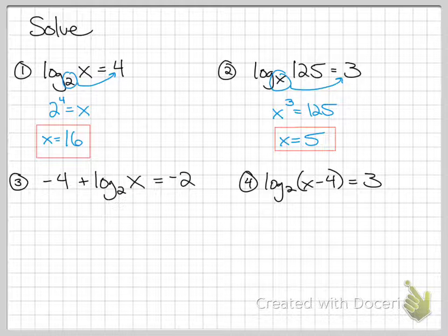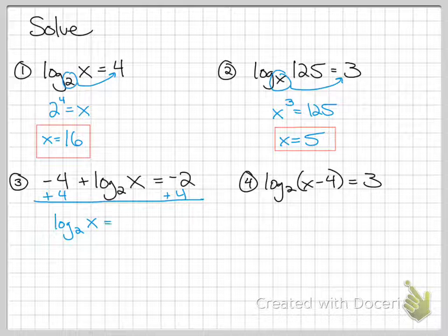You can try number 3, or you can listen to me talk about it. Get the logarithm alone first. I was purposely pointing out the fact that in 1 and 2, the logarithm already was alone, and in number 3, you need to get it alone. Now you can solve that just like the other ones. 2 squared equals x. X must equal 4.